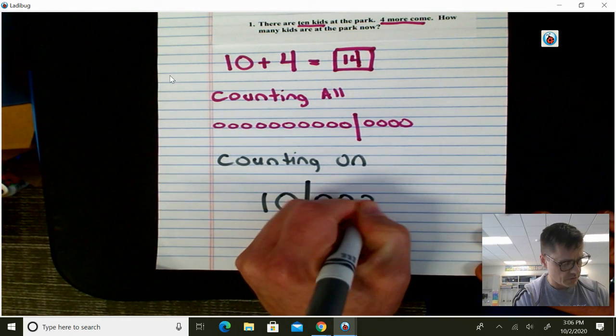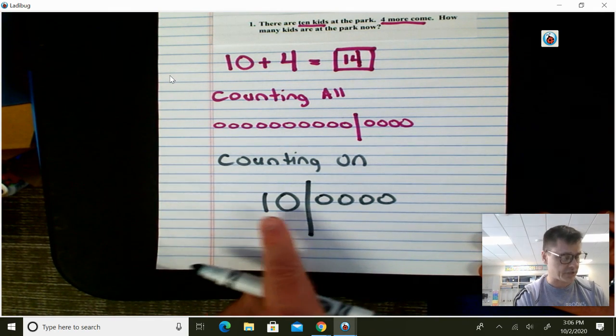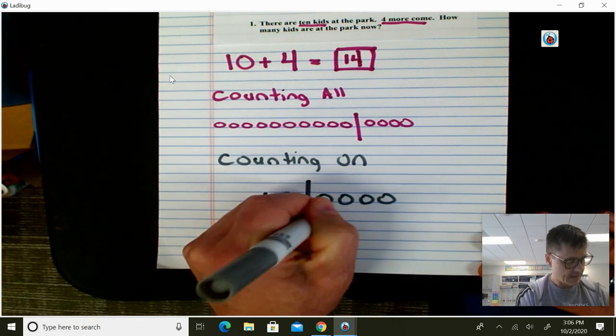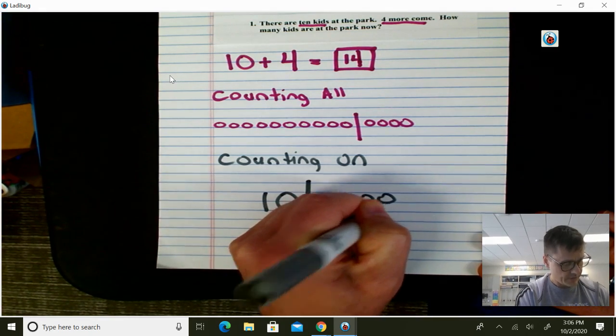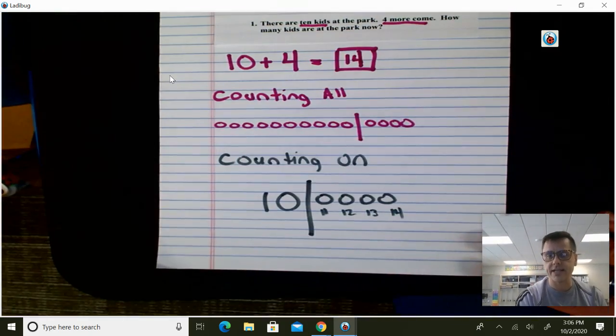And now I'm going to look at the smaller add-in and draw the 4 circles. 1, 2, 3, 4. Now I can come back to 10 and count on. So I can go 10, 11, 12, 13, 14. Oh, my answer is right. I got 14 a second time.